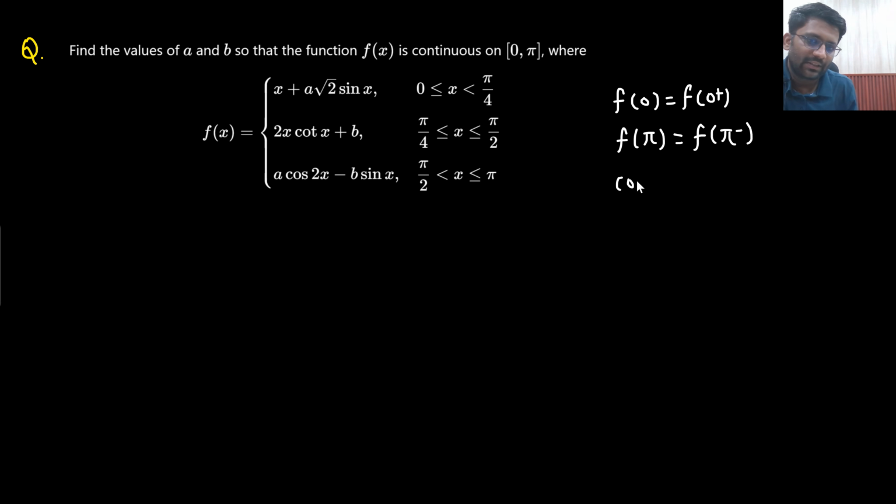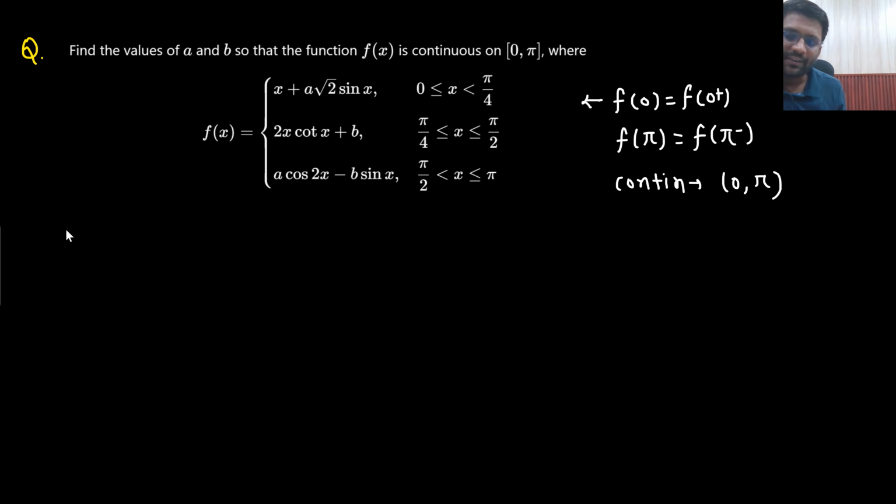And sir, it should be continuous in every value between 0 to pi. Is that understandable to you? Now f of 0 will be equal to f of 0 plus. That means you will be talking about this function only. If I talk about f of 0 and f of 0 plus, I will be talking about this function only. But I need to find out the relation between a and b.